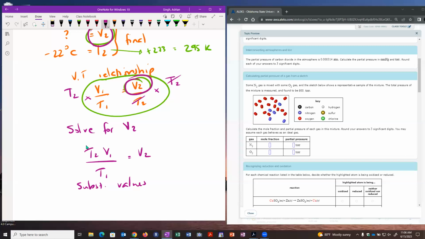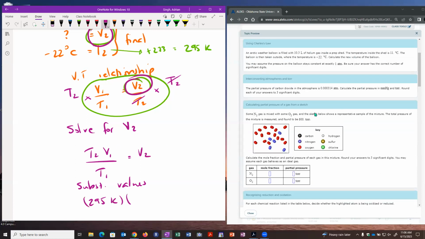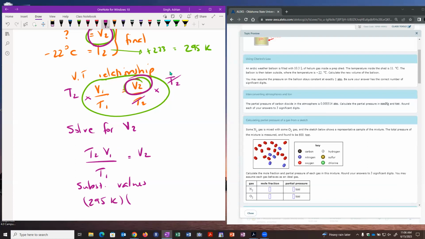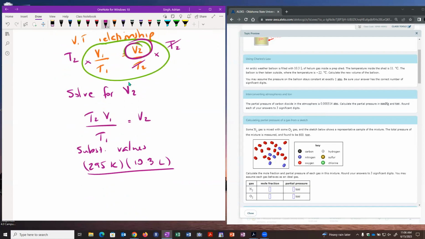Our T2, we converted it to Kelvin. It was 295 Kelvin. Our initial volume was, let's see here, 10.3 liters. And then our T1 initial temperature was 284. Okay, so again, your units, Kelvin cancels, and then you end up with liters as the final unit, which makes sense because I'm trying to find volume.